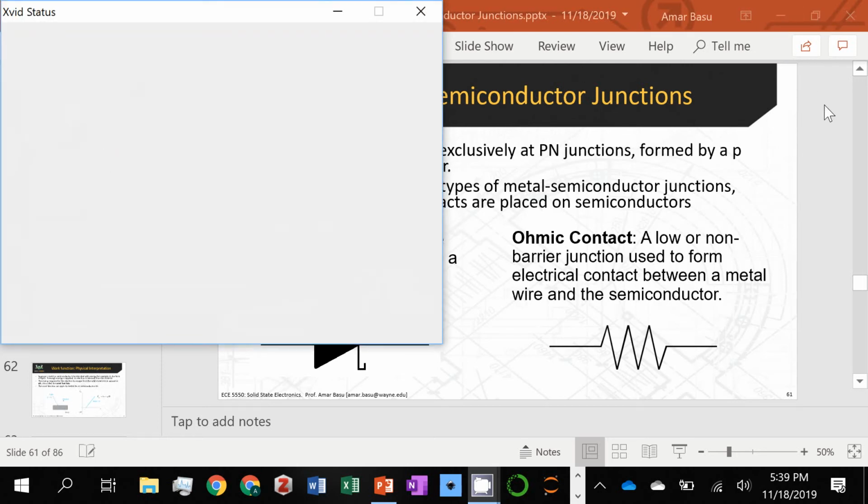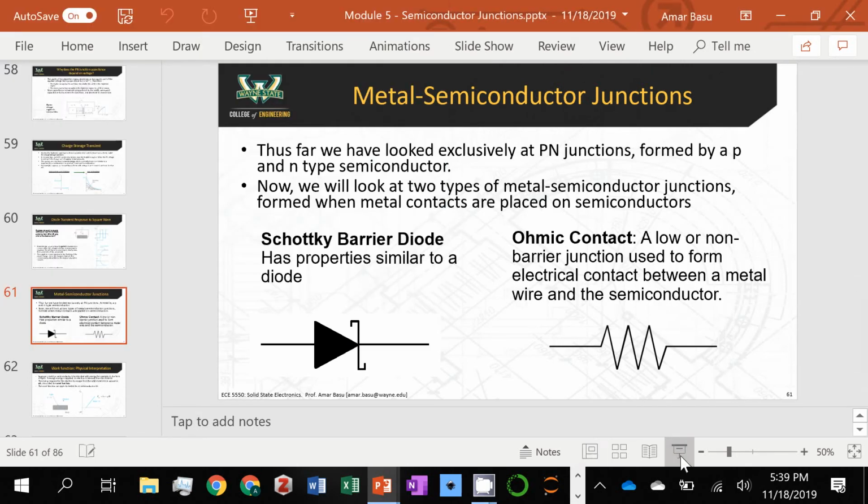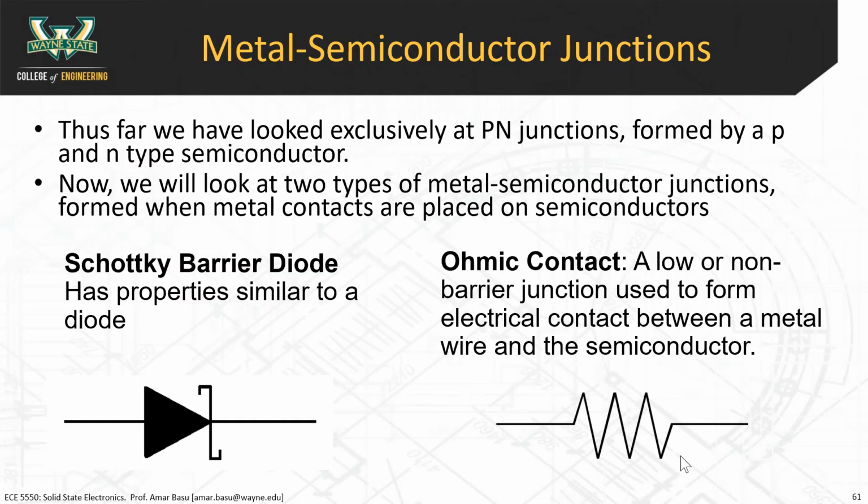Okay, like I said, today's class is going to be about metal semiconductor junctions and then photodiodes. If we cover those two topics today, then we'll be done with the diode chapter. Both of these topics are pretty important in the sense that metal semiconductor junctions are very important when we talk about our next module, MOSFETs. So it's going to be a critical concept.